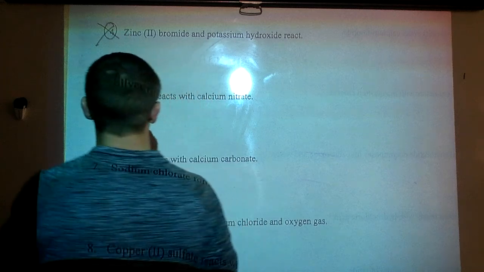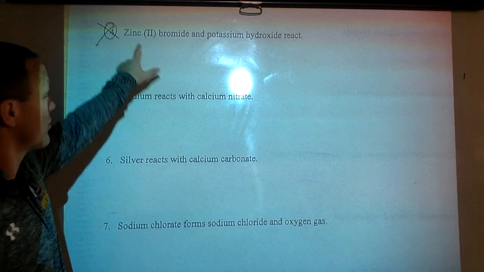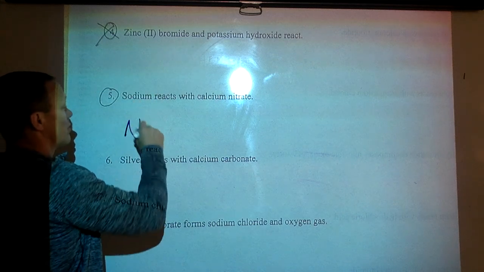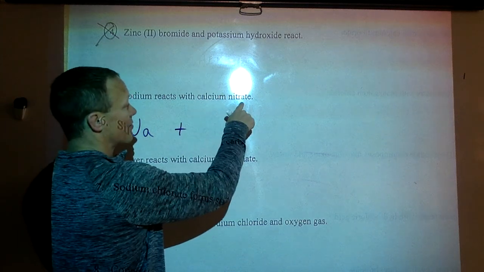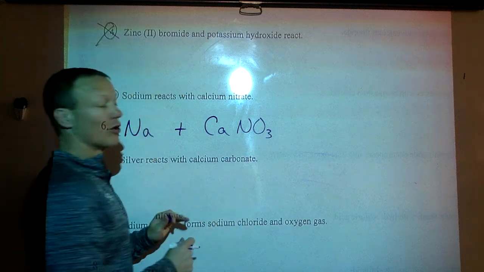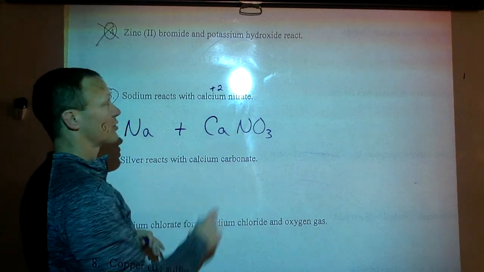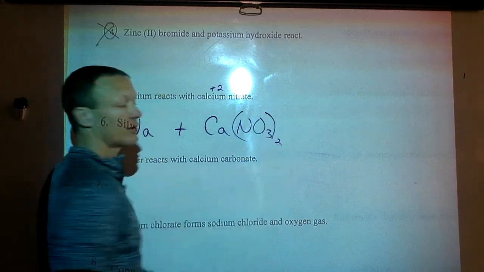So here's number 5. I skipped number 4. You guys still have to do number 4, but I'm just skipping it. It's another double replacement. For number 5, we have sodium reacts with calcium nitrate. There's calcium, there's nitrate. Look up your charges. Calcium is a positive 2, nitrate's a minus 1. So we need 1 calcium and 2 nitrates.